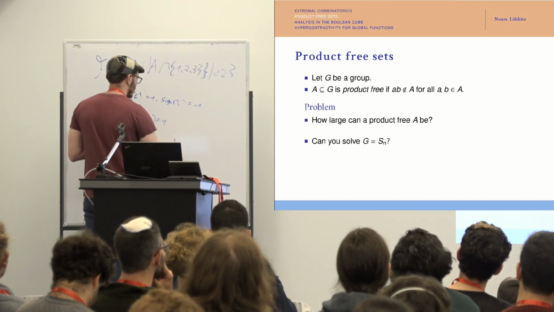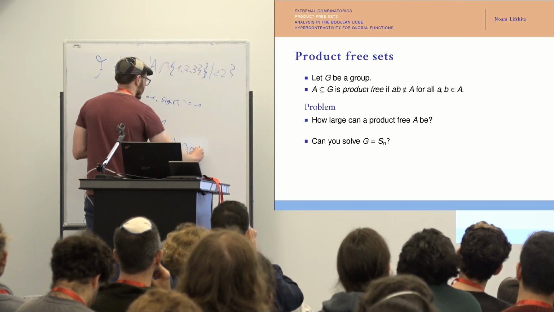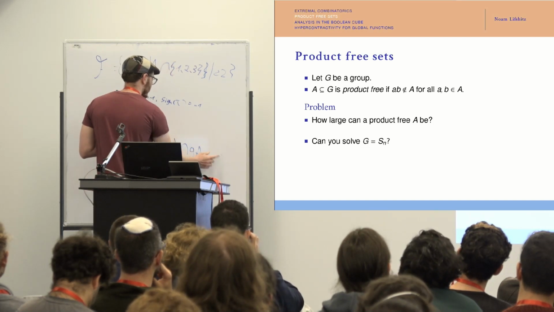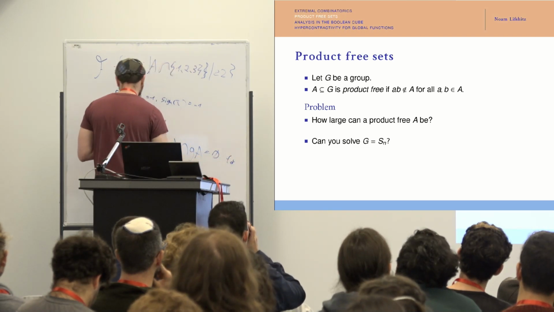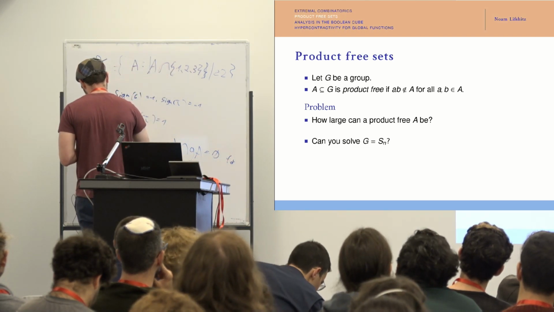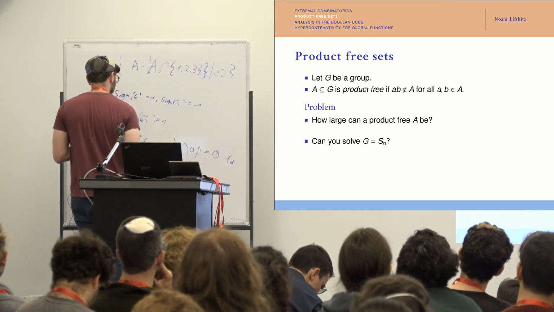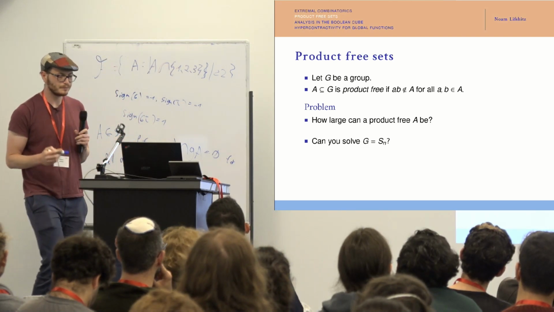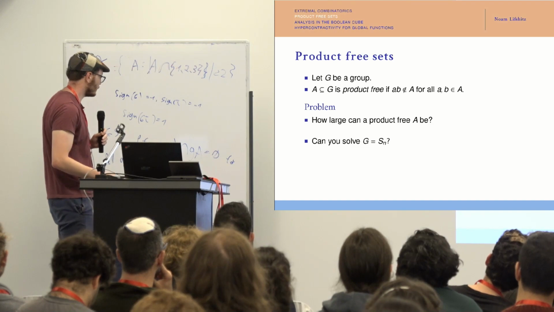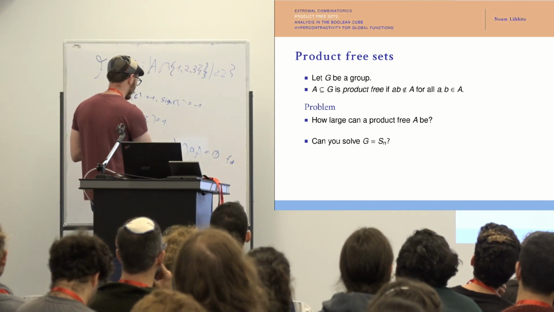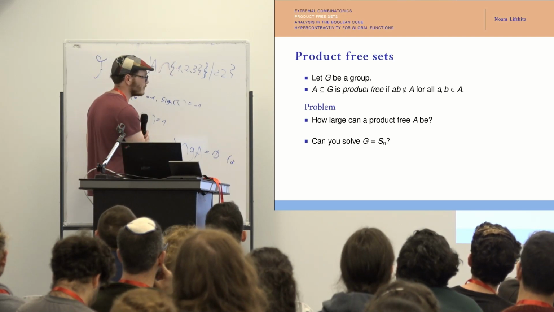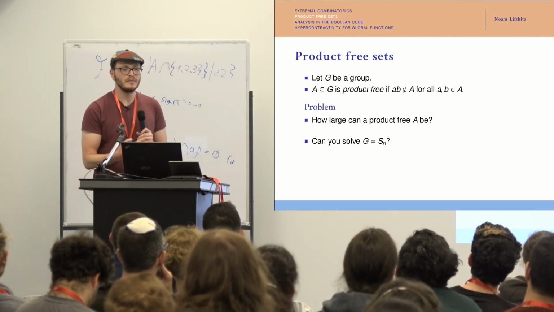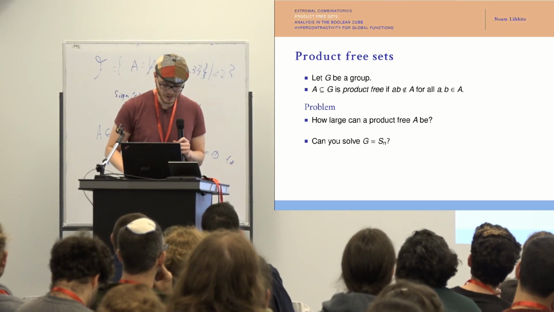then A intersection with gA is empty for all g and A. Because the set is product-free, it means that if we take an element g in A, the intersection of A with gA is going to be empty, and this means that the size of A can be at most 1/2. So this means that it's actually the largest product-free set.